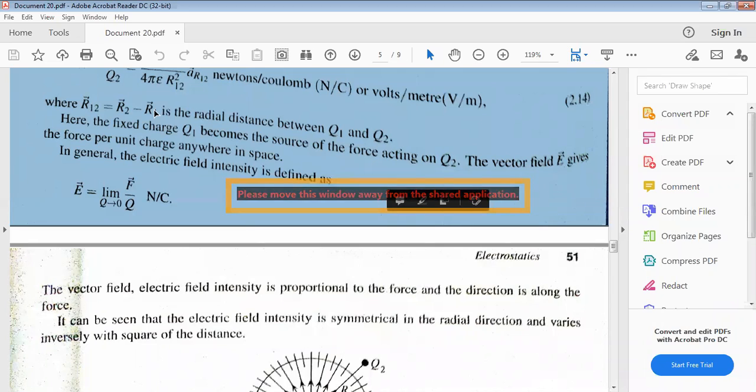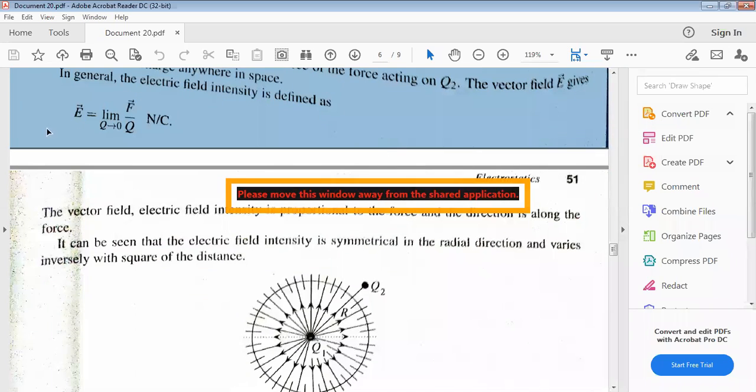Here the fixed charge Q1 becomes the source of the force acting on Q2. Observe this point: because of Q1, some force acts on the charge Q2. The vector field E gives that force per unit charge anywhere in space. In general, the electric field intensity is defined as E equals F by Q, in newtons per coulomb, in the limit Q tends to 0.